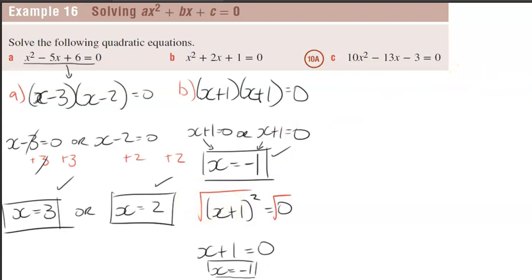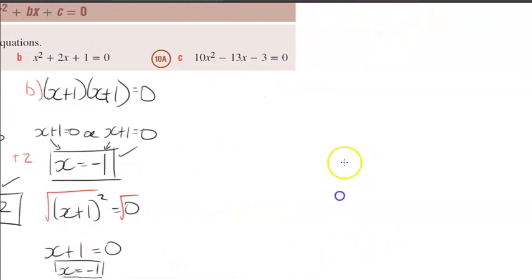And if you want to delve into what that looks like when sketching, it just means that when y is equal to 0, x will equal negative 1. And this is the only point where it touches on the x-axis, and x is equal to negative 1. Again, you'll delve into that later down the track. All right, last example before we get into the second part.